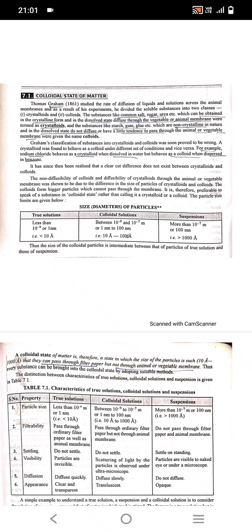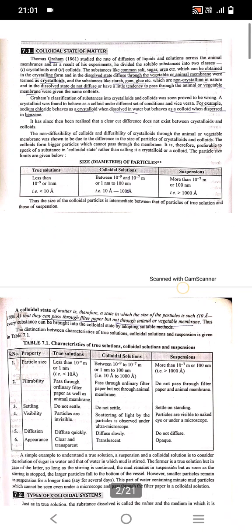The particle size limits are given below. Diameter of particle: true solution, less than 10 raised to the power minus 9 meter or 1 nanometer; colloidal solution, between 10 raised to the power minus 9 and 10 raised to the power minus 7 meter, or 1 nanometer to 100 nanometer; suspension, more than 10 raised to the power minus 7 meter or 100 nanometer. Thus, the size of a colloidal particle is intermediate between that of particles of a true solution and those of a suspension.